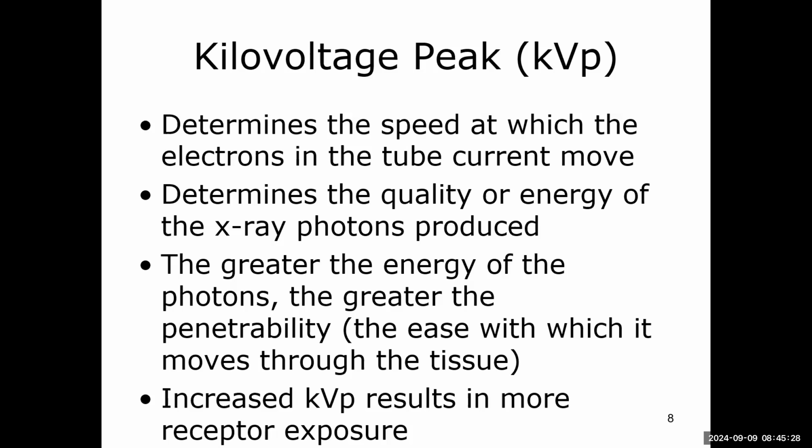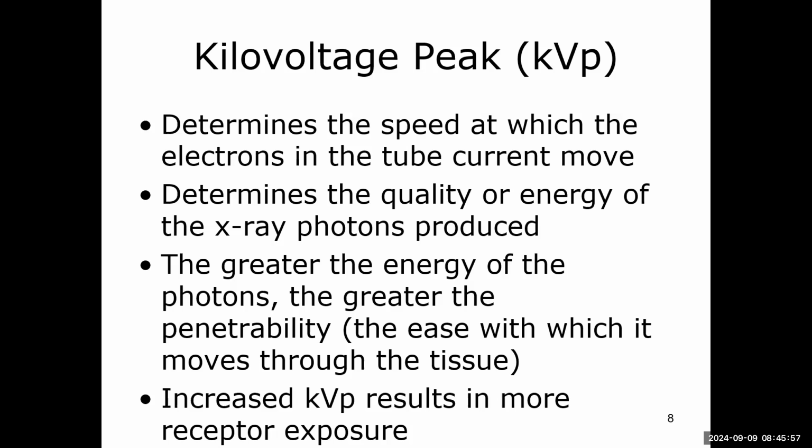So increasing the kVp increases the speed of the electrons from the cathode to the anode, okay? It also increases the penetrability of the photons that are produced. They're going to have greater penetrating ability. They're going to have higher energy. You're going to learn they're going to have shorter wavelengths, right?